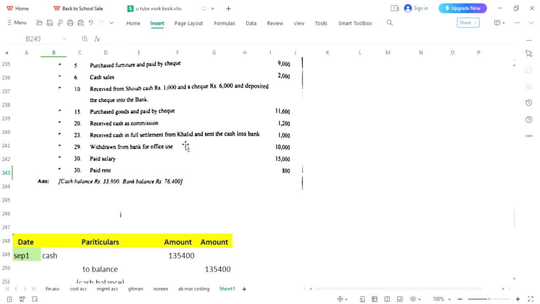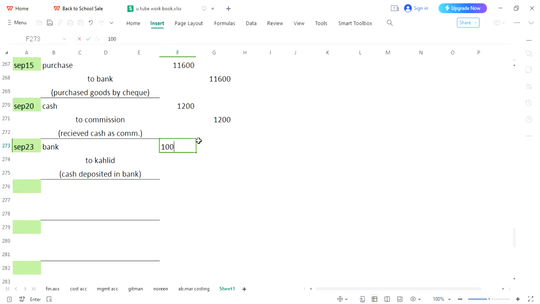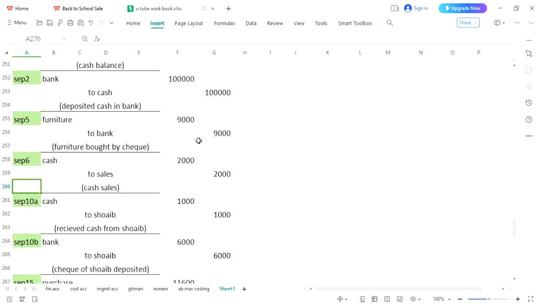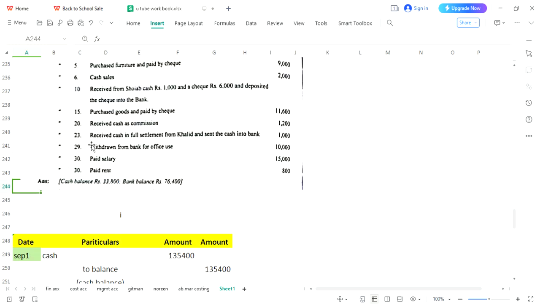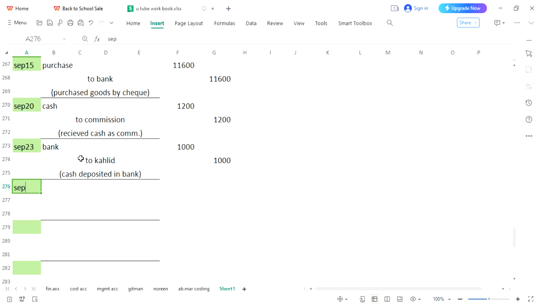Please note it down. You had received cash, immediately deposited into the bank from Khalid. 1000 was the amount. Write 1000 on credit side and same amount you will post on debit side. September 23rd is completed. Now we will see September 29. Write down September 29.